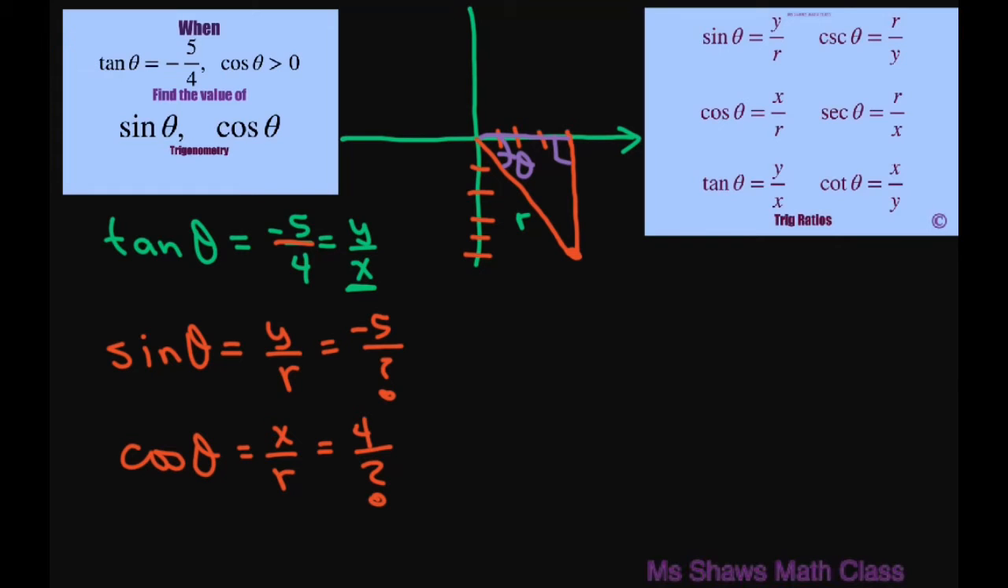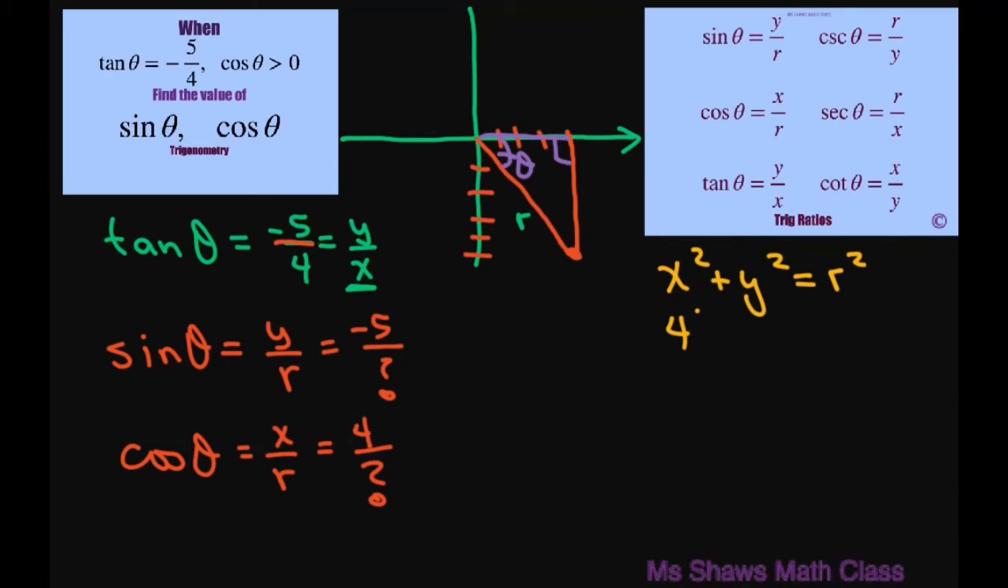R is always positive. Since we have a right triangle, we can use the Pythagorean theorem and say x squared plus y squared equals r squared. Same as your circle formula. Same as your Pythagorean theorem. Basically, it's the same as your distance formula. So basically, let's just square everything.